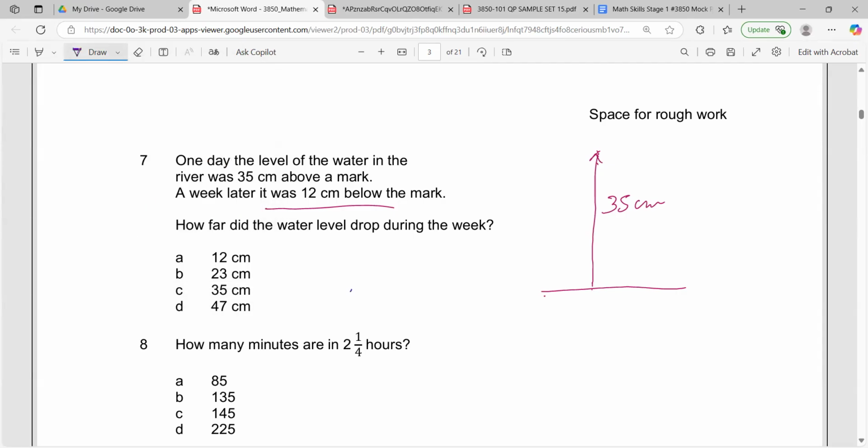So I know why. So 12 centimeter. Remember, it was up all the way up here, and it ended up here. 47. You see how much level it dropped. It was 35 above, and then it dropped all the way 12 below. So it has to be 47.